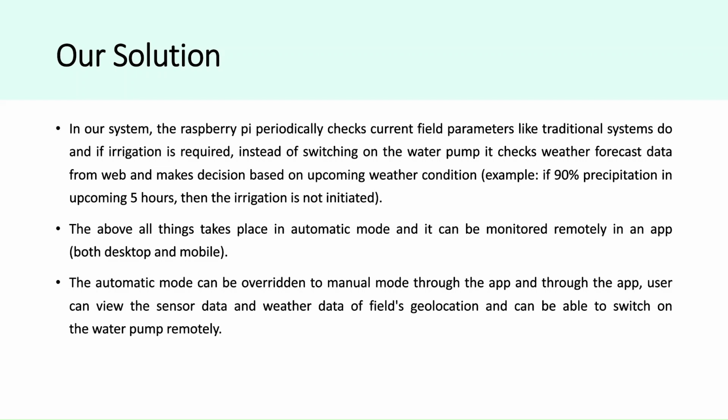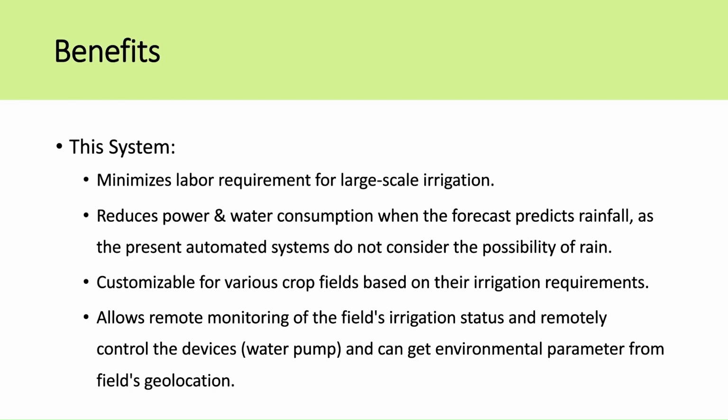The automatic mode can be overridden to manual mode through the app, and through the app, the user can view the sensor data and weather data of the field's geolocation, and can switch on the water pump remotely. The benefits of the system include minimizing the labor requirements for large-scale irrigation.